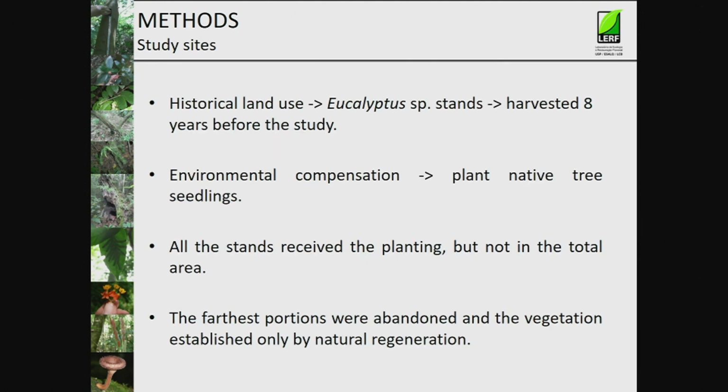The sites in the past were eucalyptus stands that were harvested about 8 years before the study. And as an environmental compensation because of the understory that was suppressed, the company had to plant native tree seedlings in the opened areas. All the stands received the planting, but not in the total area of them. The farthest portions were abandoned, and the vegetation established only by natural regeneration.